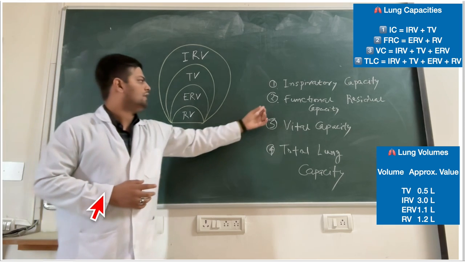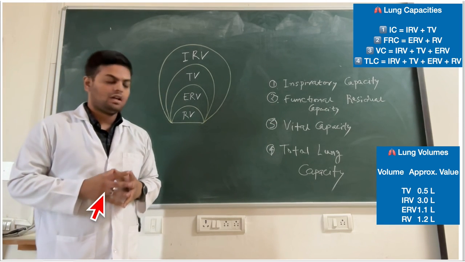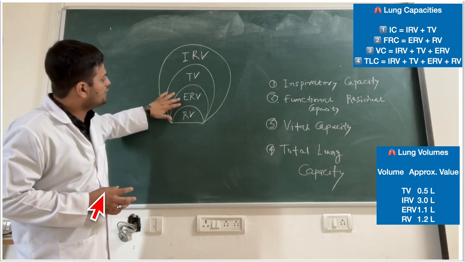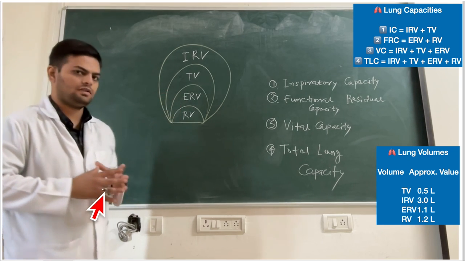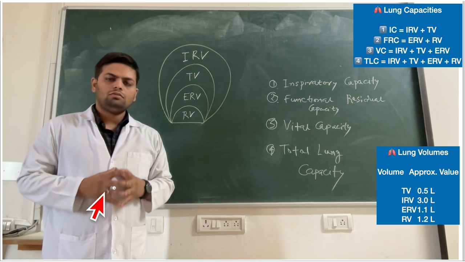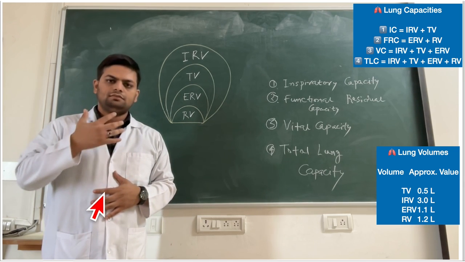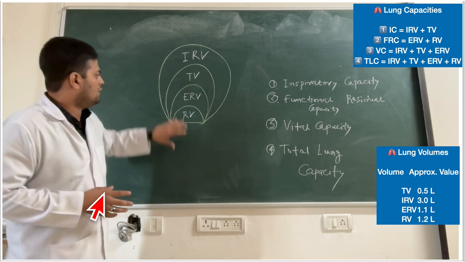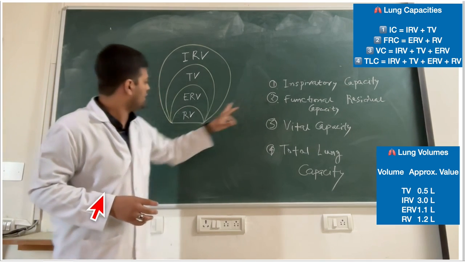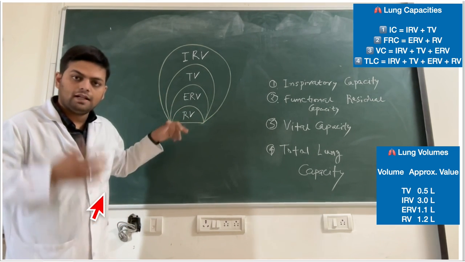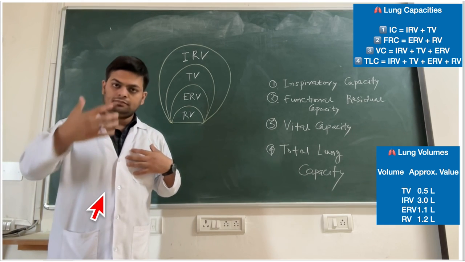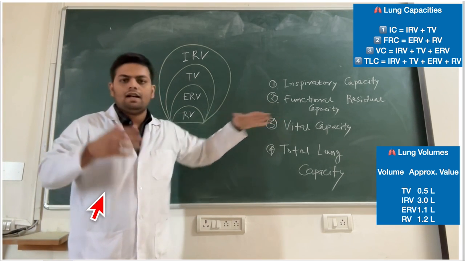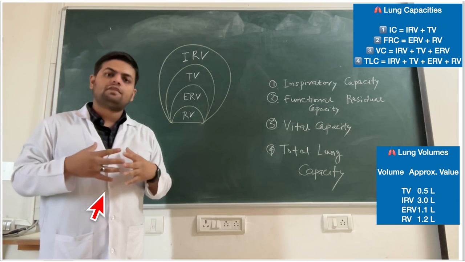Okay, now the second capacity is functional residual capacity. Functional residual capacity comprises residual volume and expiratory reserve volume. It is the volume of air that remains in the lungs after the normal tidal expiration. Here it is worth mentioning that functional residual capacity is not to be confused with residual volume. Residual volume is the volume of air remaining in the lungs after the most forceful expiration. On the other hand, functional residual capacity is the amount of air remaining in the lungs after the normal tidal expiration.